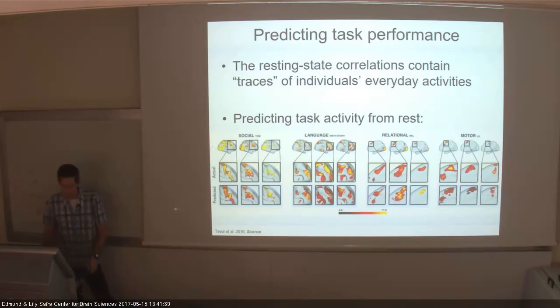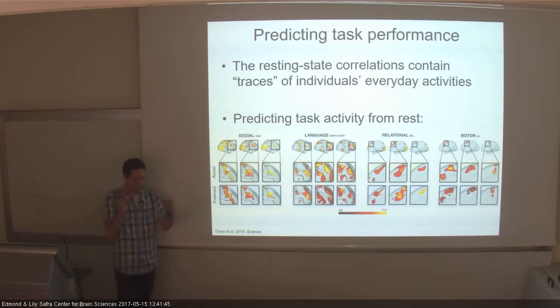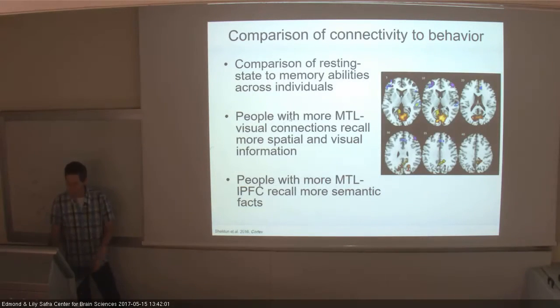So basically, the resting state correlations contain the information about which brain regions will be active during different tasks. You can just use this very short paradigm to understand which brain regions are connected and involved in different tasks. And it's not only the location, but also the strength of the connectivity that can predict behavior.